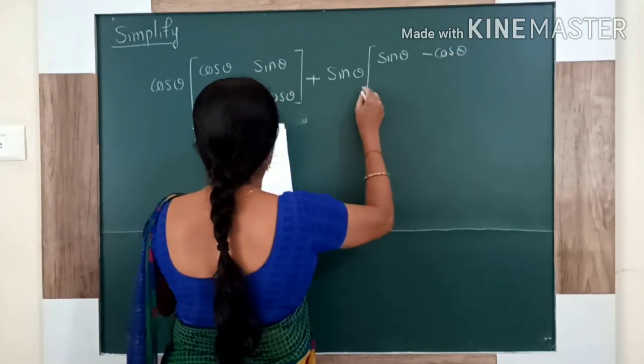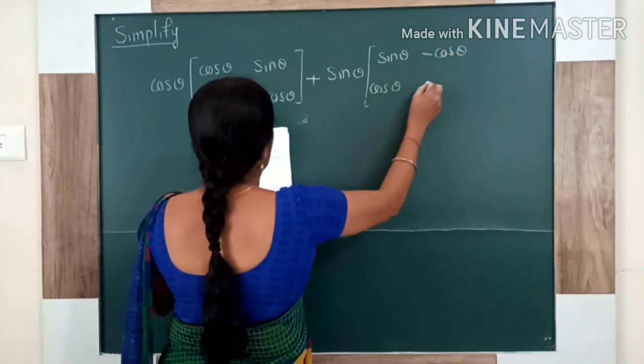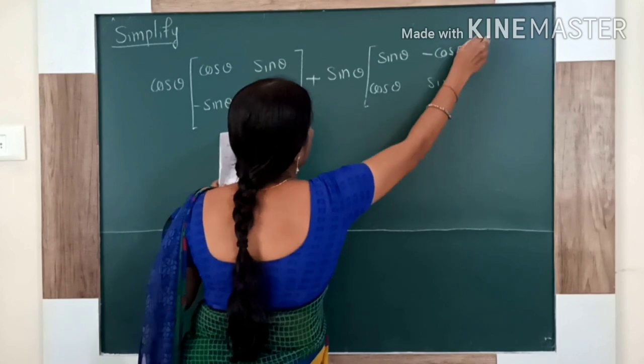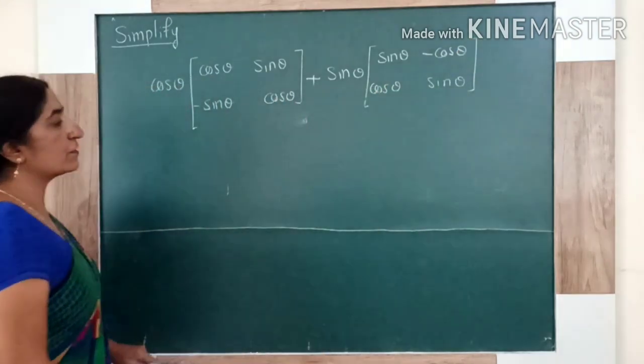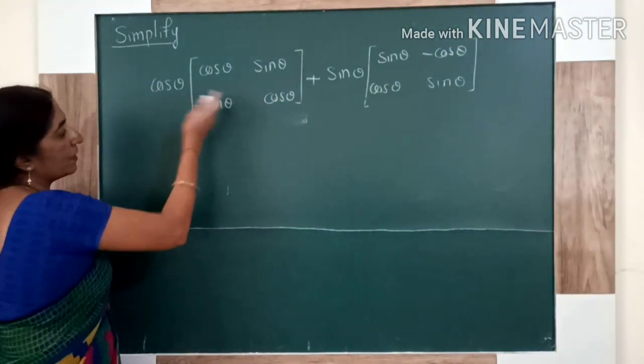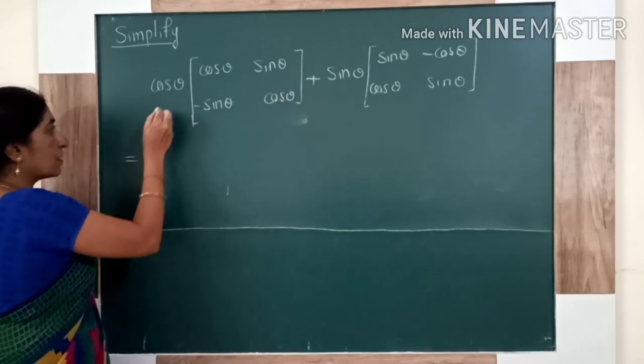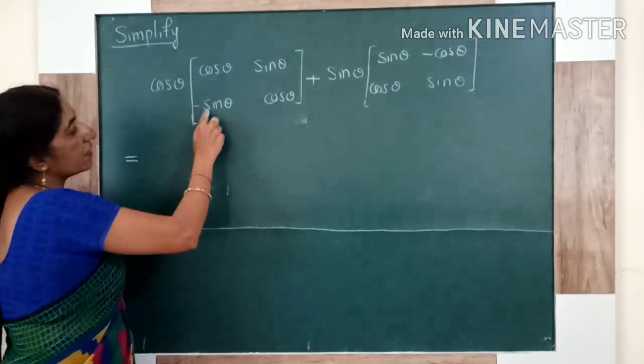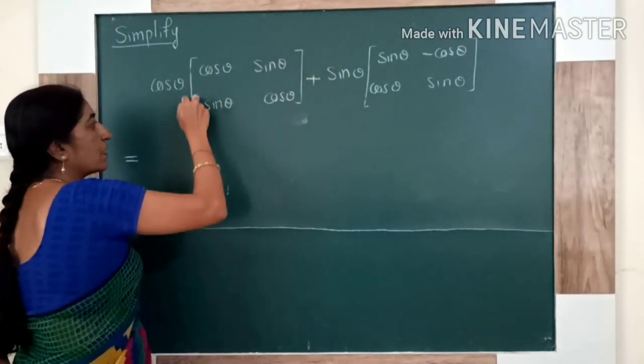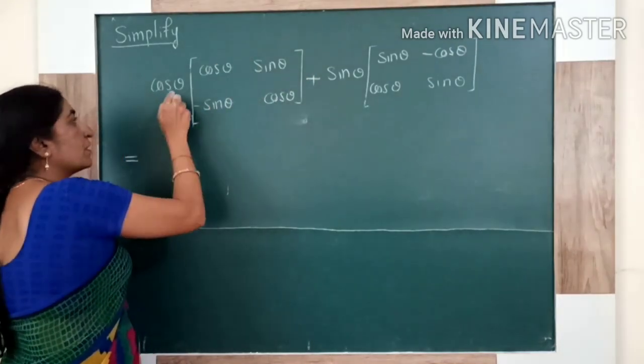This is the problem. First, tell me, students, what you are doing. Yes, come on. First, we have to do scalar multiplication. Simplification means just go on following this. Scalar multiplication means each number of this matrix is multiplied with cos theta.